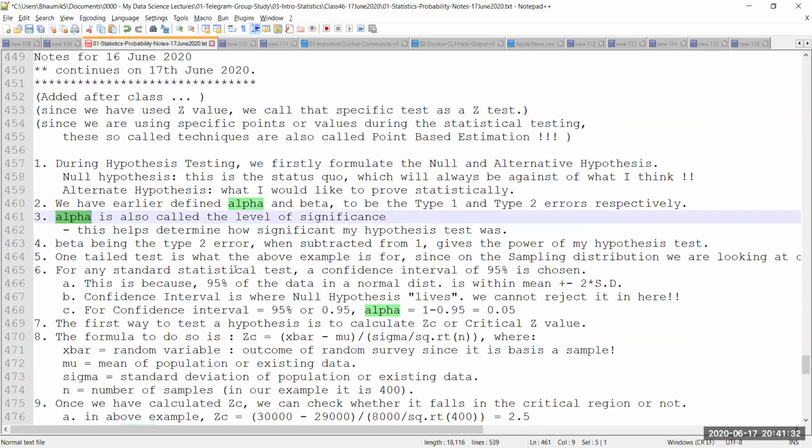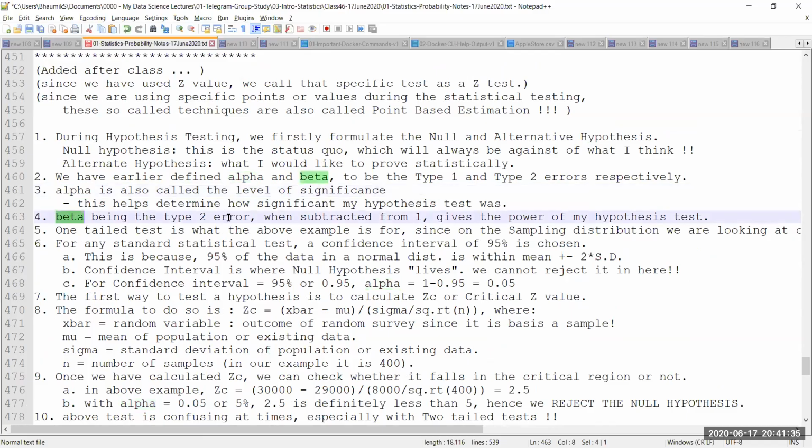In the same way, beta, being the type 2 error, when subtracted from 1, gives the power of my hypothesis test. So if I'm able to calculate beta, which is just going to be a percentage or a fraction because it is just a ratio of numbers, right? So type 2 error is where I'm simply getting a ratio of numbers. Same is the case with the type 1 error. So a ratio is always going to be a fraction value. If I subtract that from 1, it gives me the power of my hypothesis test, right?